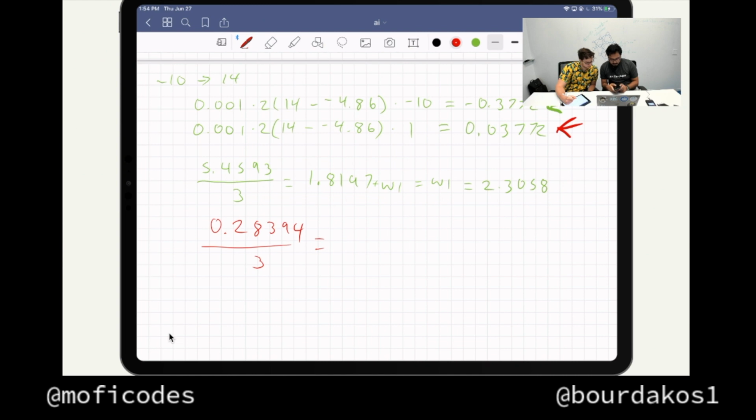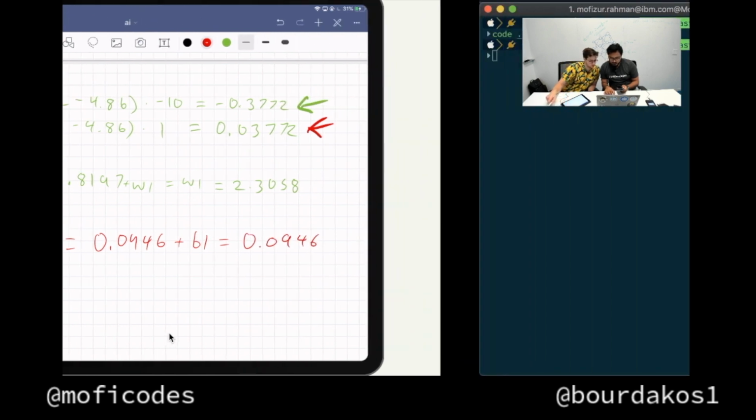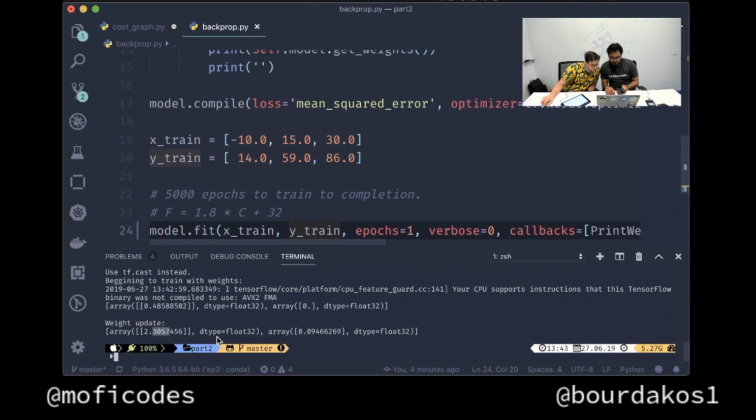Yep. 0.0946. 0.0946 plus bias 1 was 0. So then we get 0.0946. Hopefully. Woo! Yeah, we did our first epoch, and then we just have to keep doing that 5,000 times. Yeah. Okay.